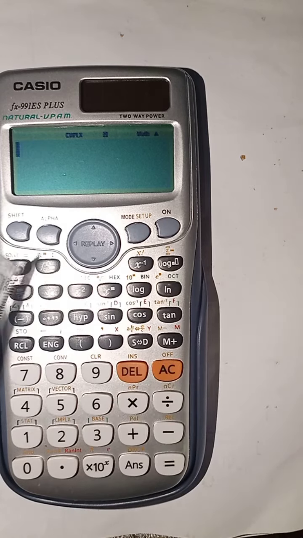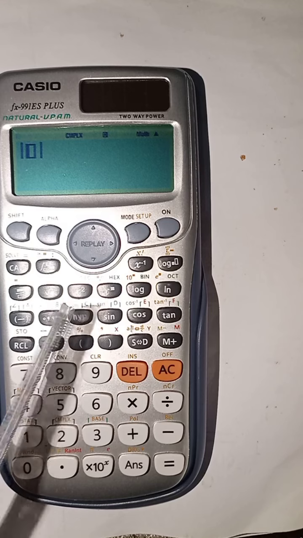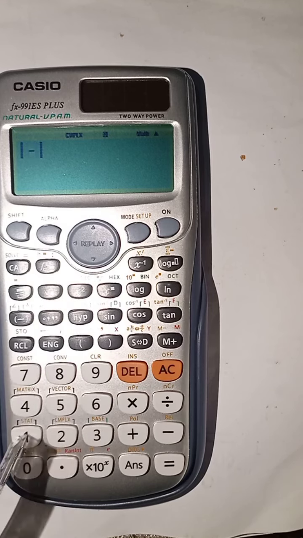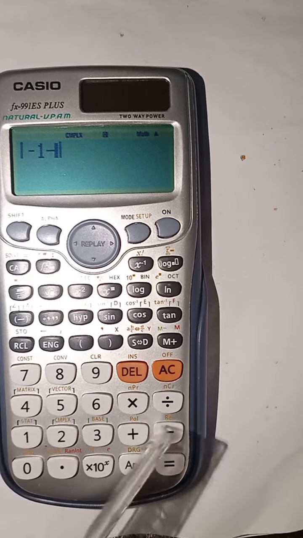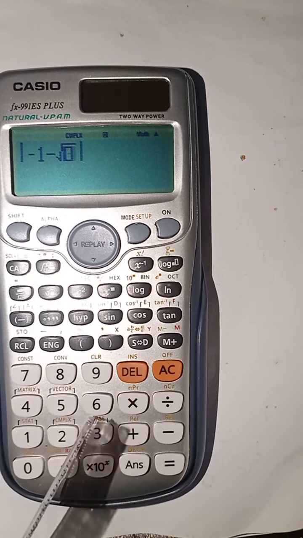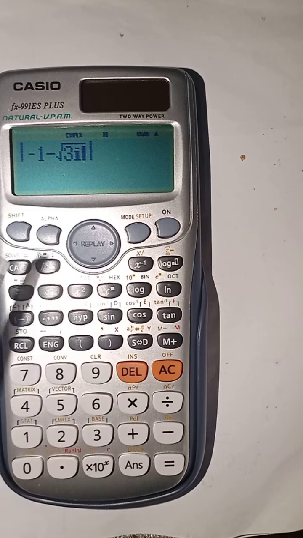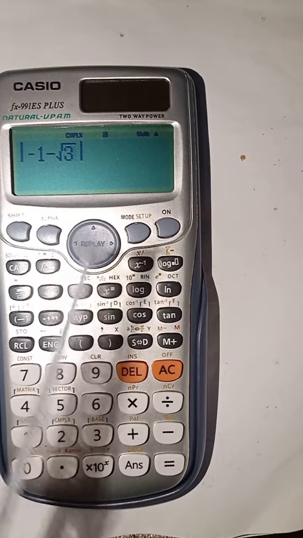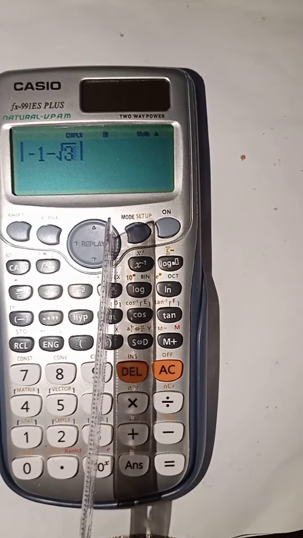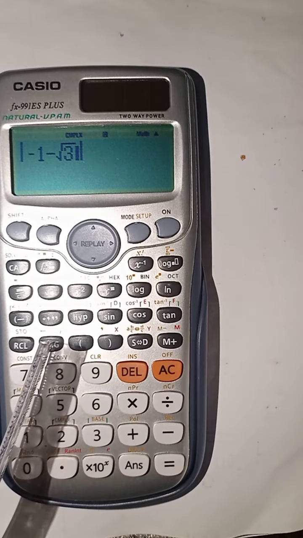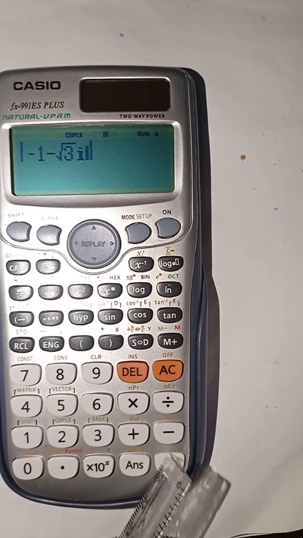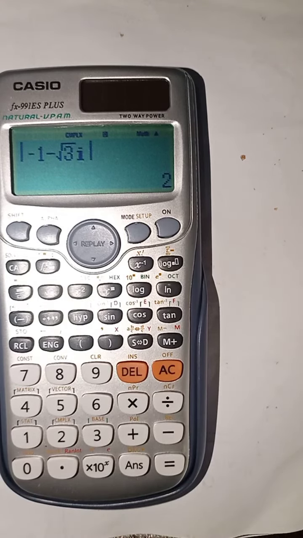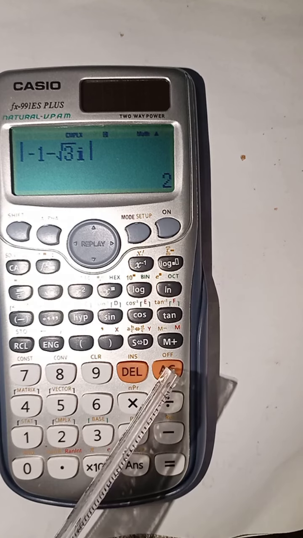That is question D. Shift HPY, minus 1 minus root 3 i. Don't just press i this way, no, the i will be inside the root. It's not like that. Make sure that you move the cursor out of the root before you click on your i. Then I click on equal to. Then the answer will be 2. Size 2, that is the modulus of that. Let's move to the next question.